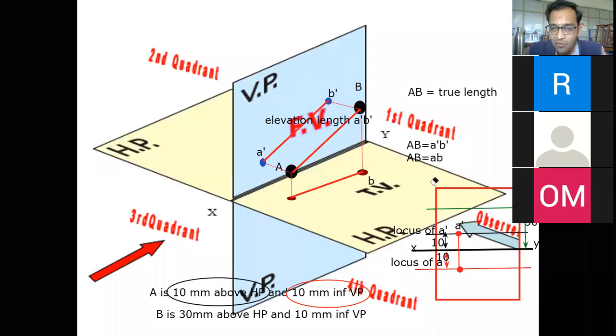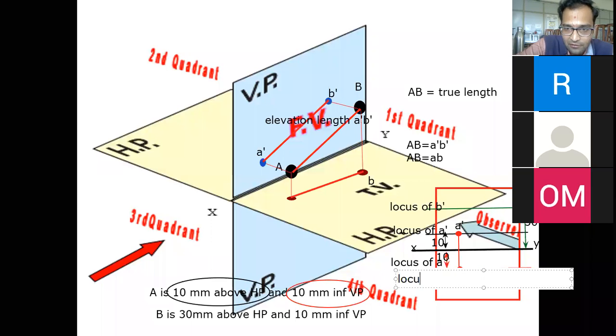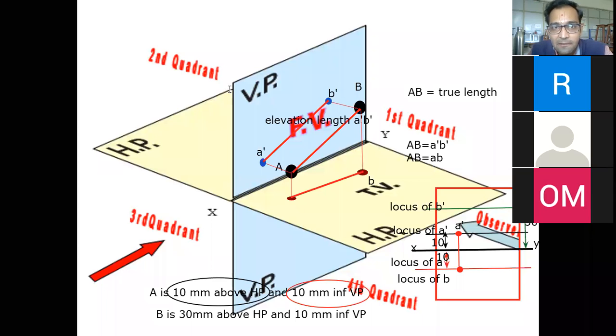So for a particular point, I am going to drop another piece of information, the one which had been cleared when I was removing certain data. Let us have those positions again. This one is the same: locus of A and locus of B are in the same region. Point B is 30 mm above HP and 10 mm in front of VP. I'll be dropping that one also.